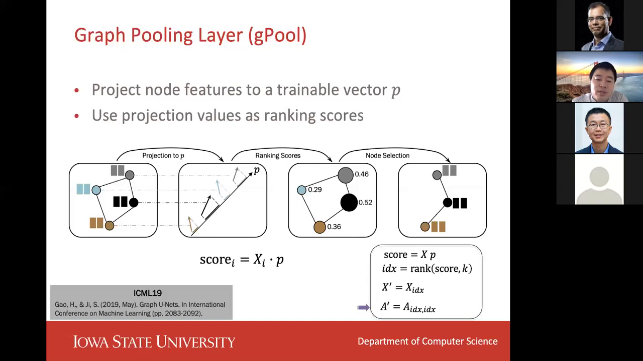And finally, we choose three nodes with highest ranking scores and extract a new feature matrix and a new adjacency matrix. Here we can see the ranking scores of each node is generated by projecting those features to this trainable vector P. At the same time, the resulting quotient graph retains parts of the nodes and edges from the original graph.